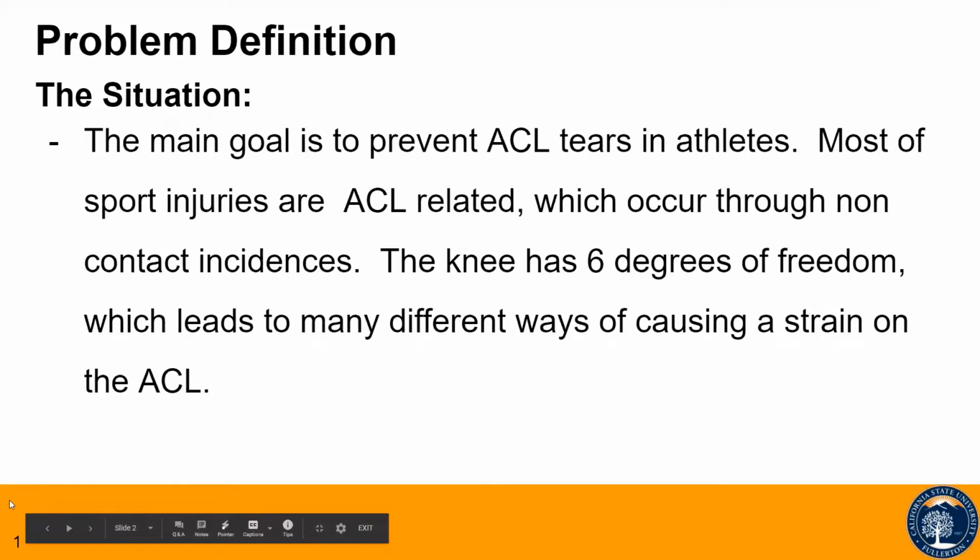The main goal of our group is to prevent ACL tears in athletes. Most of the sports injuries are ACL related, which occur during non-contact incidences. The knee has 6 degrees of freedom, which lead to different ways of causing strain on the ACL.